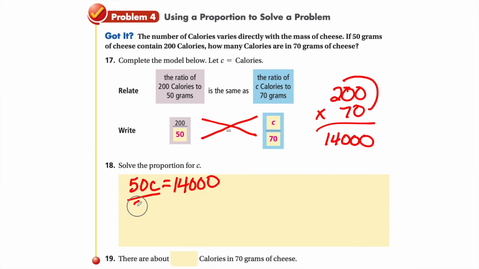We then must divide both sides by 50 because we're trying to get that calorie count, or the C value, by itself. So we'll now get that C is going to equal 280. And therefore, there are about 280 calories in 70 grams of cheese.